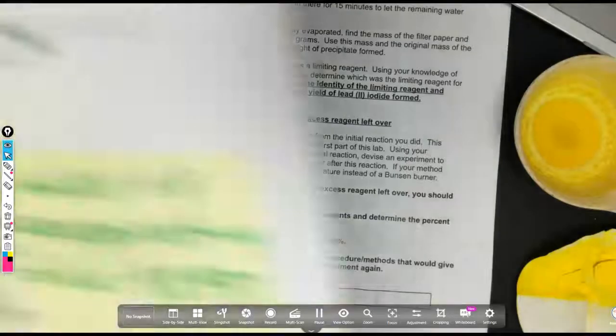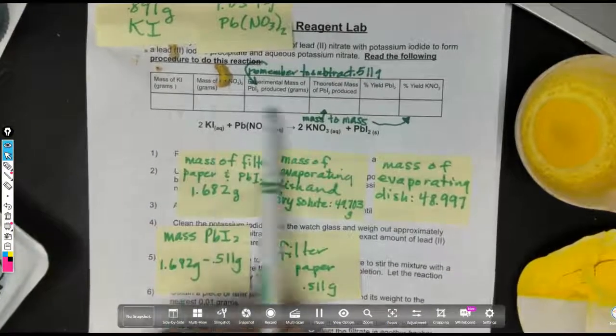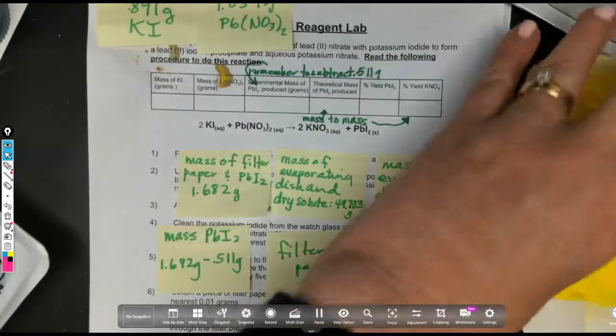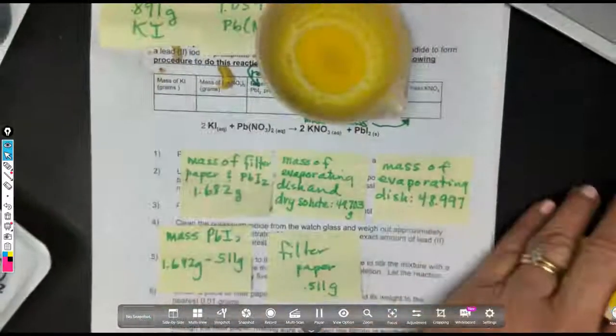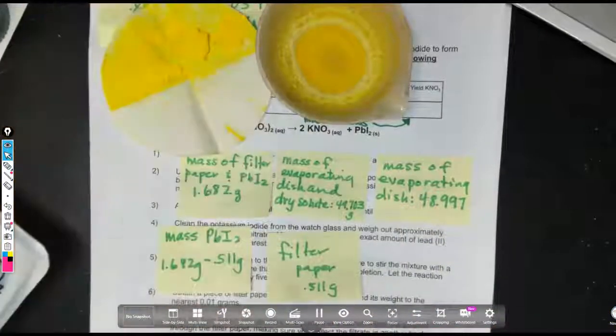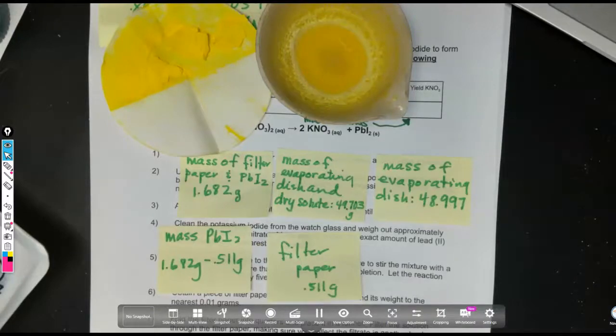So after you have completed your calculations, then you will write about it. And this lab is going to be due, I'll probably go ahead and make this lab due on Tuesday and Wednesday of next week, giving you plenty of time to get this laboratory done. So there is that.